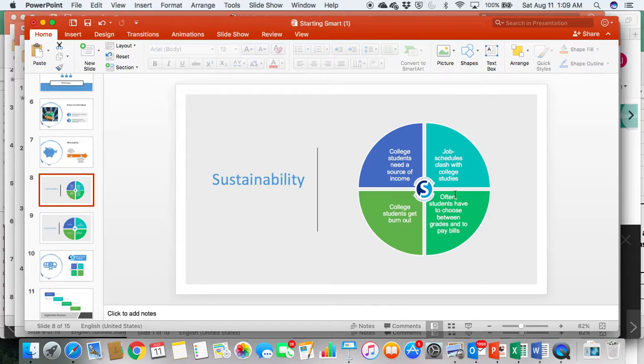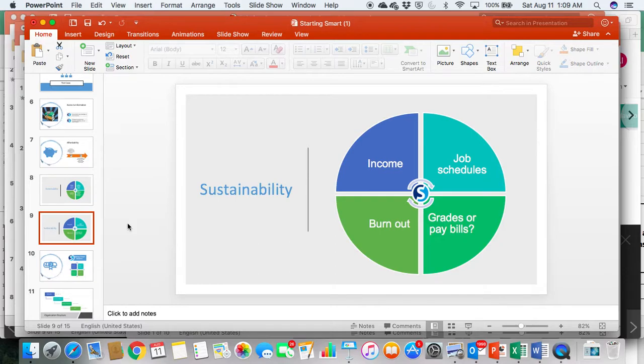And then here, it's too many words in a little quadrant. "Often, students have to choose between grades and paying bills." That's almost a full grammatical sentence. So why not something like "grades or pay bills?" So stuff like this, that's why I'm saying I'm nitpicking, but it's nitpicking for the mentality of things, and I think that the mentality will help you.